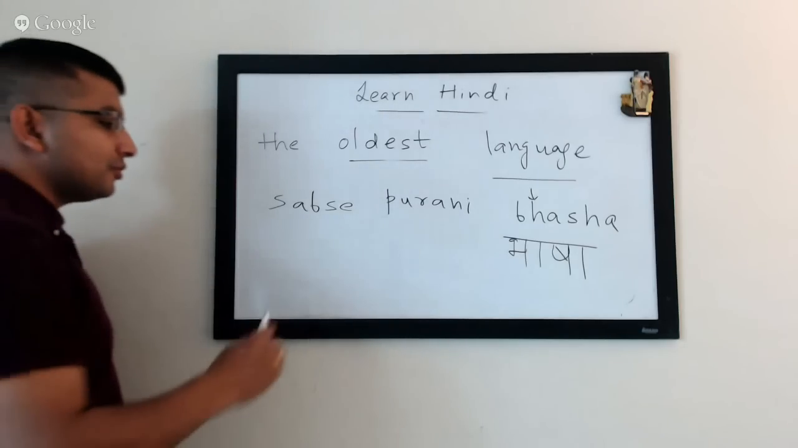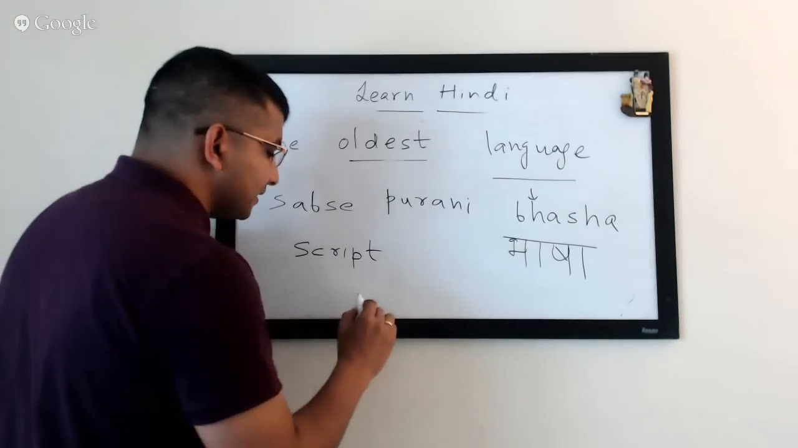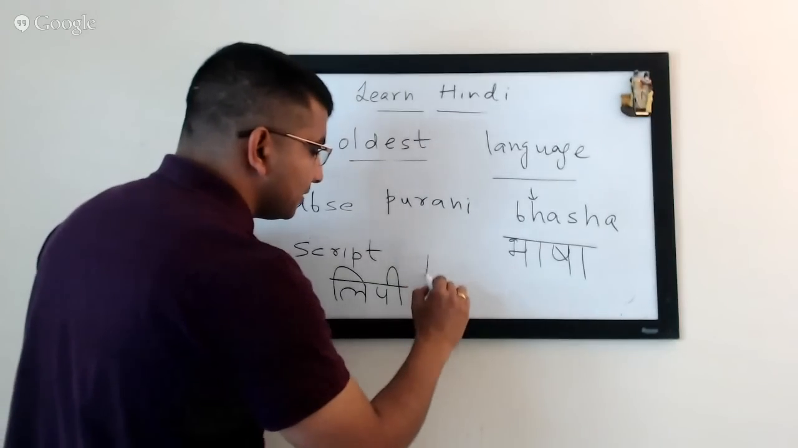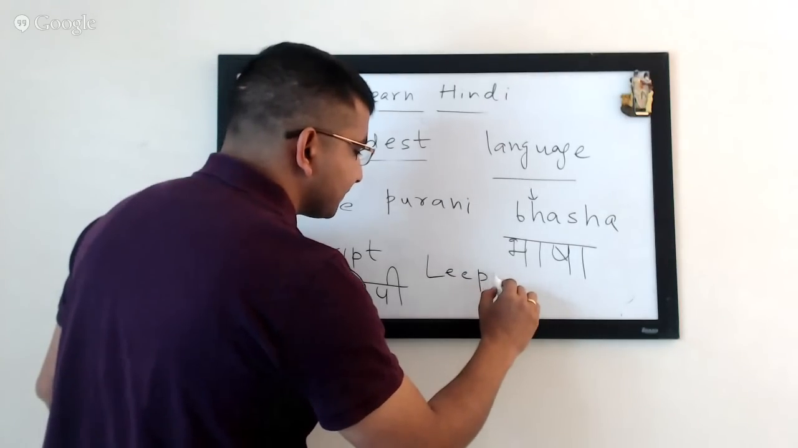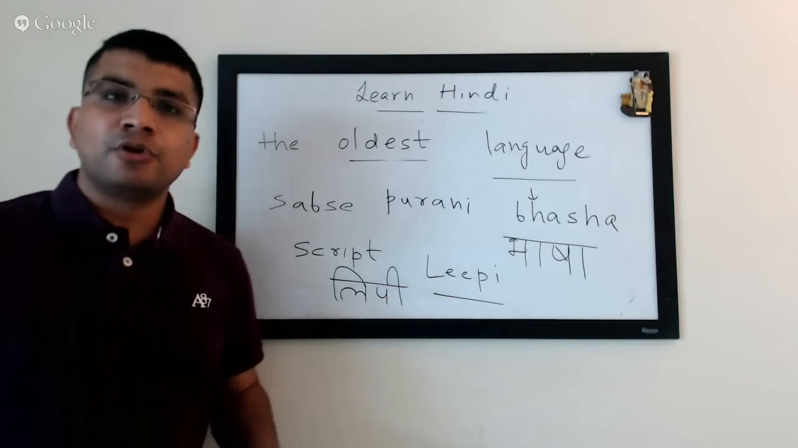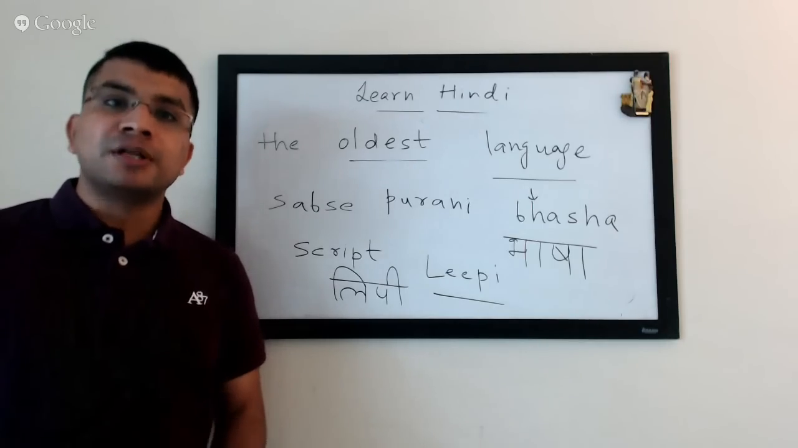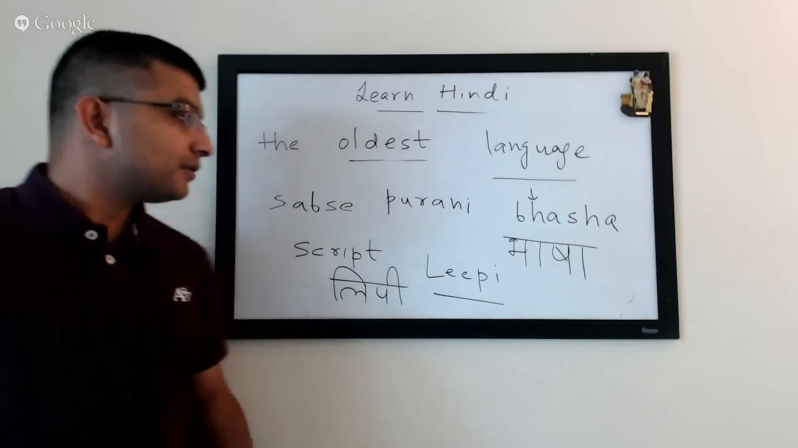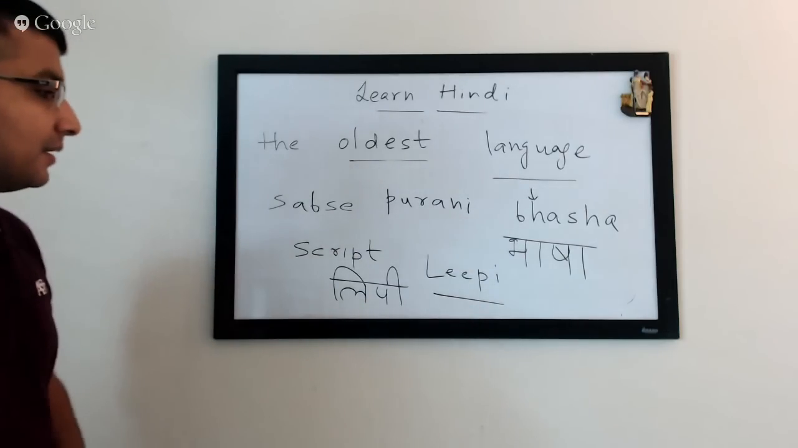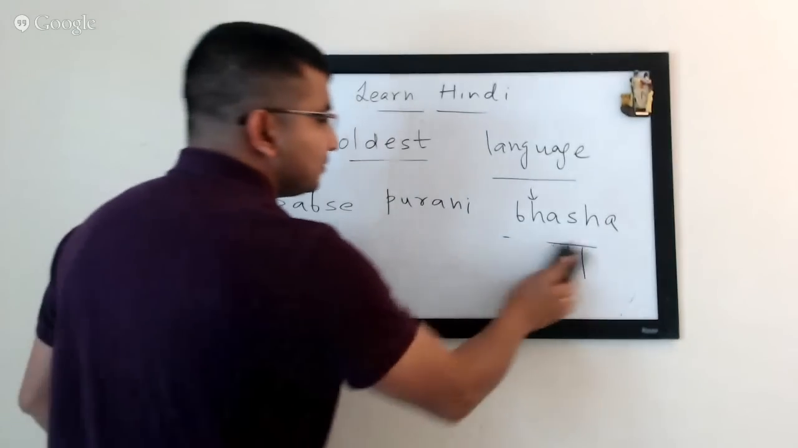And script is a different one, right? Script is lipi. Lipi, right? Script is a different one. If you come across a script which is very old and you want to say this is the oldest script in the world, right? Then you can say सबसे पुरानी लिपि. Okay. So let's continue.